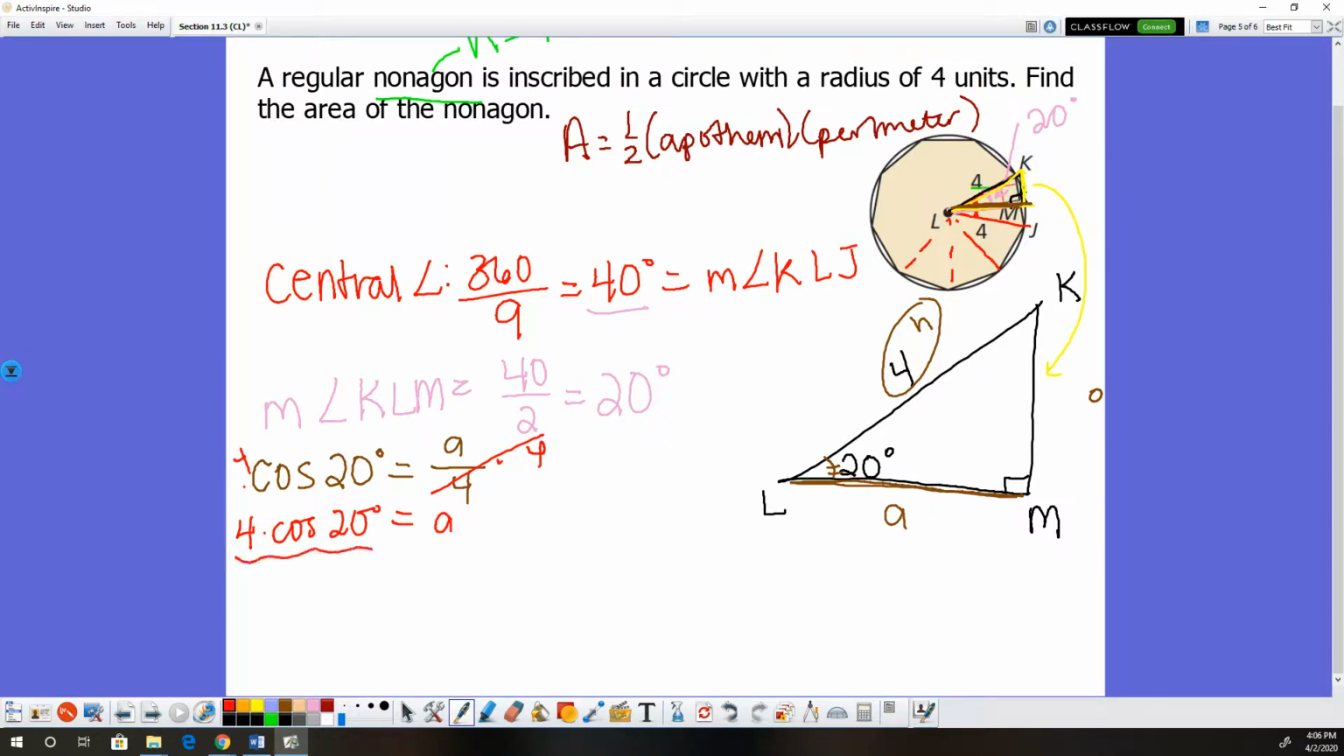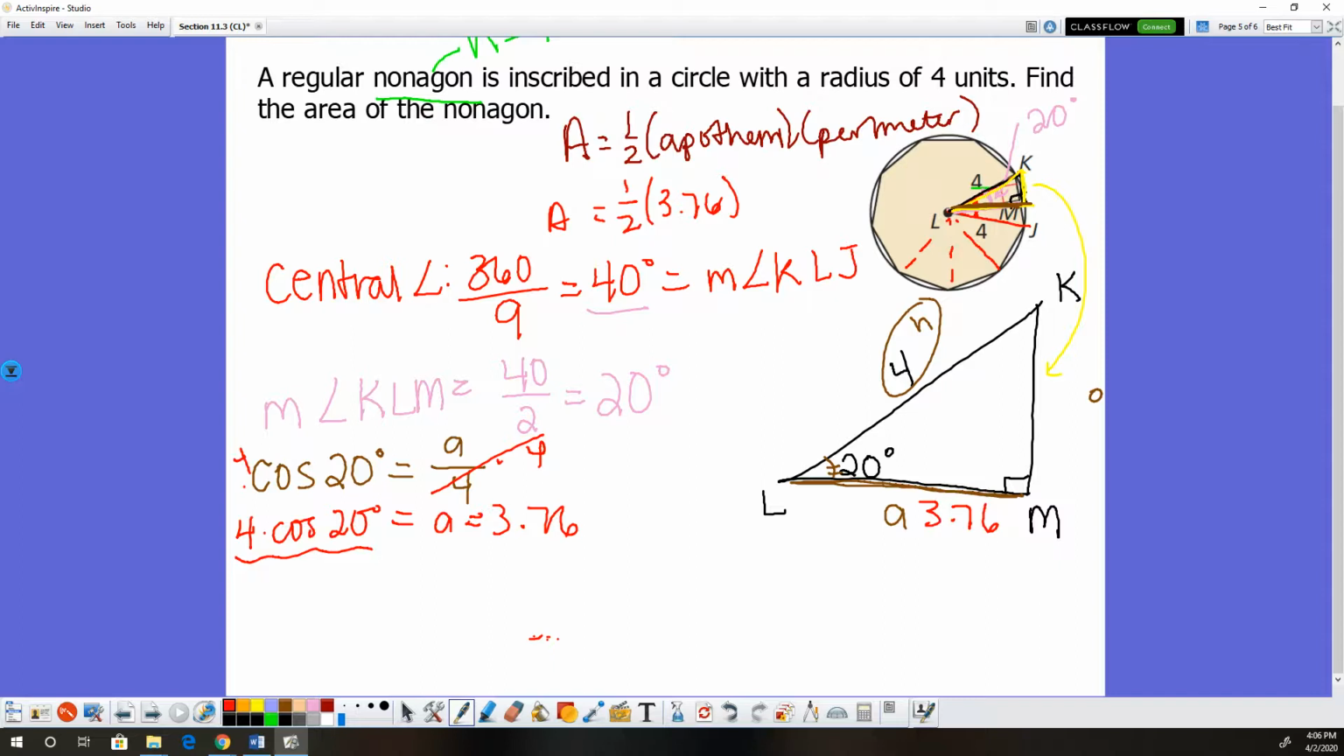And just put this into your calculator, but before you do, make sure your calculator is in degree mode. Very important. So when you put that into your calculator, you get roughly 3.76. So this is 3.76. So my apothem then is 3.76 times, we haven't found my perimeter yet.